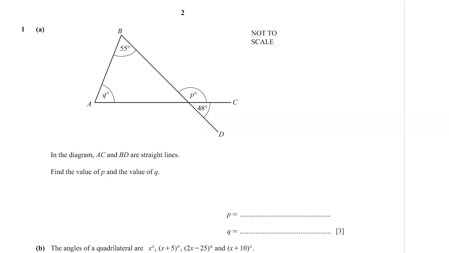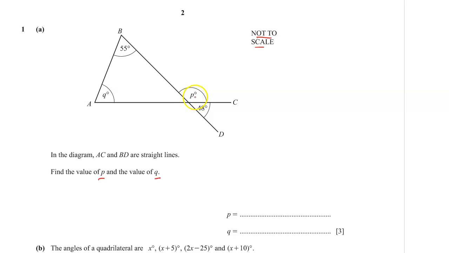Question number 1a is this diagram here, which is not to scale. In the diagram, AC and BD are straight lines. Find the value of P and the value of Q. You can see P is right here.